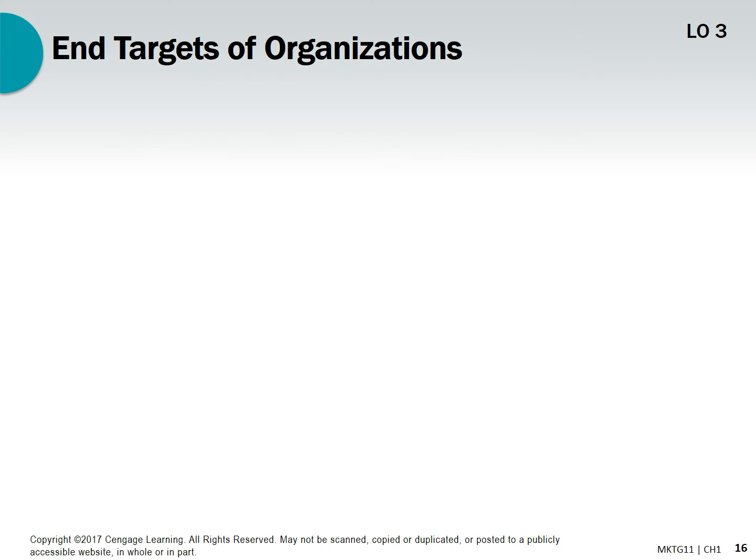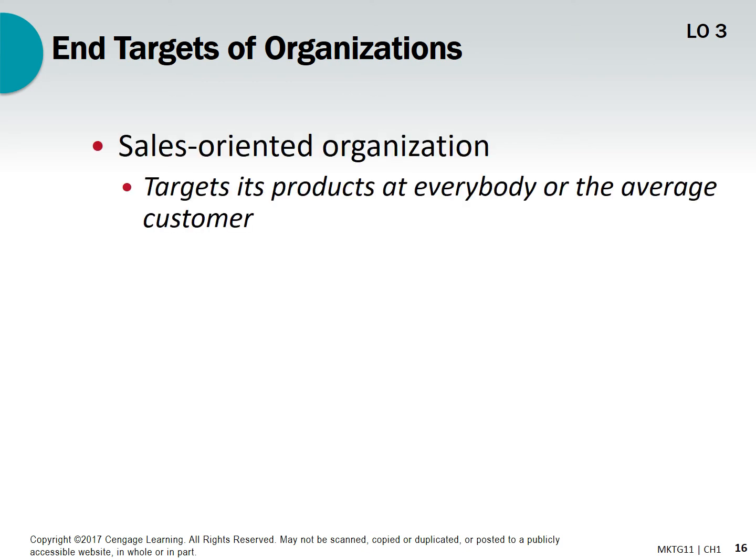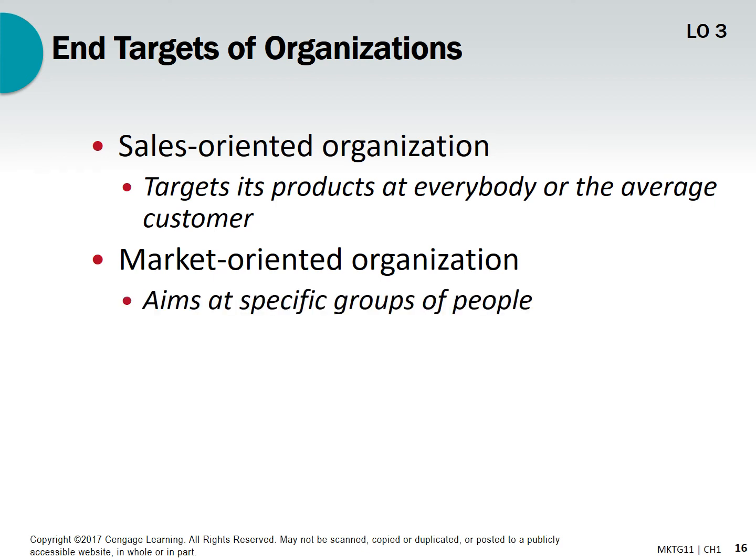And targets of the organization. A sales-oriented organization targets its products at everybody or the average consumer. Market-oriented organizations aim at specific groups of people.